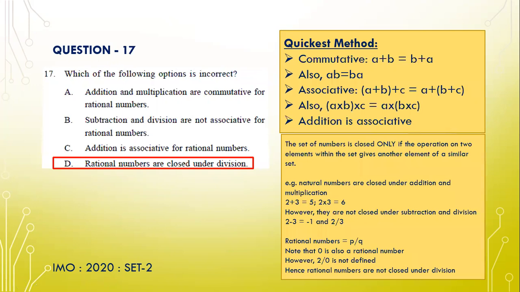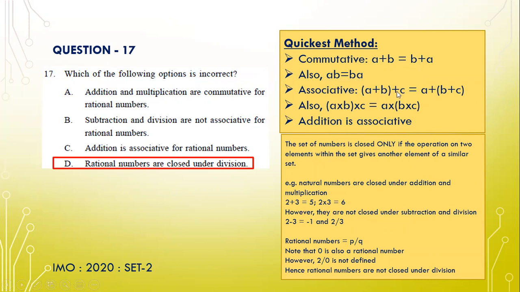Which of the following options is incorrect? Okay. So addition and multiplication are commutative, which is fine. A plus B is B plus A. A into B is B into A. Subtraction and division are not associative, isn't it? Which is correct, because associative is only for multiplication and addition.